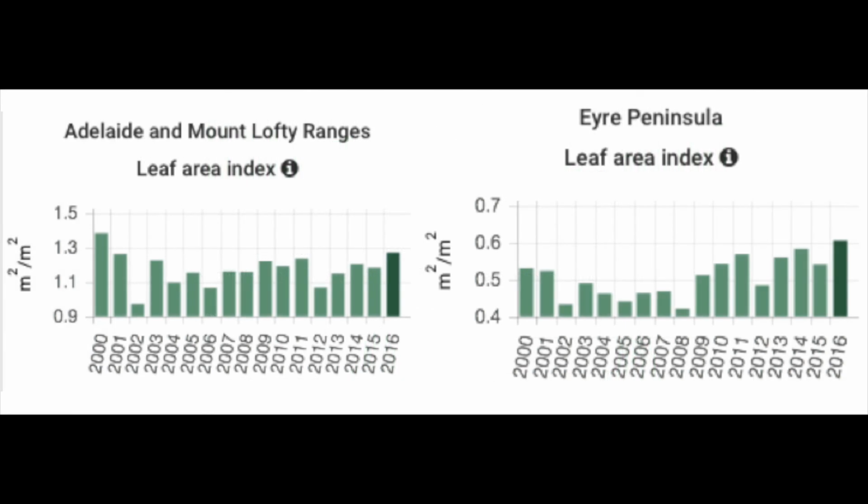To assist in understanding why this might be the case, we have shown the leaf area index and the proportion of different land cover types that both contribute to the overall gross primary production estimate. As you can see, the leaf area index is much higher for the Adelaide Mount Lofty Ranges, and the land cover types vary between the two regions.